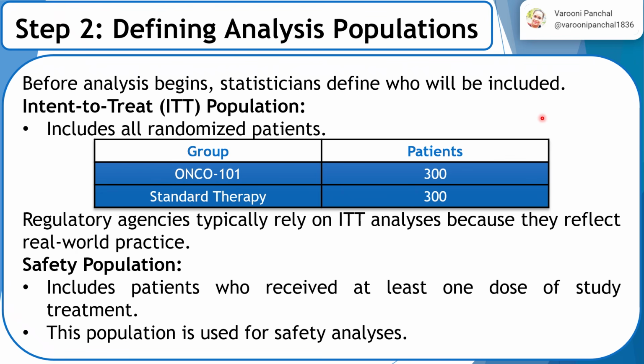Now ITT includes all randomized patients. So here there are two groups, ONCO101 and standard therapy. Patients are distributed 300 in ONCO101 and 300 in standard therapy. Regulatory agencies typically rely on ITT analysis because it reflects real world practice. Now in the safety population, those patients are included who received at least one dose of study treatment, and this population is generally used for the safety analysis.